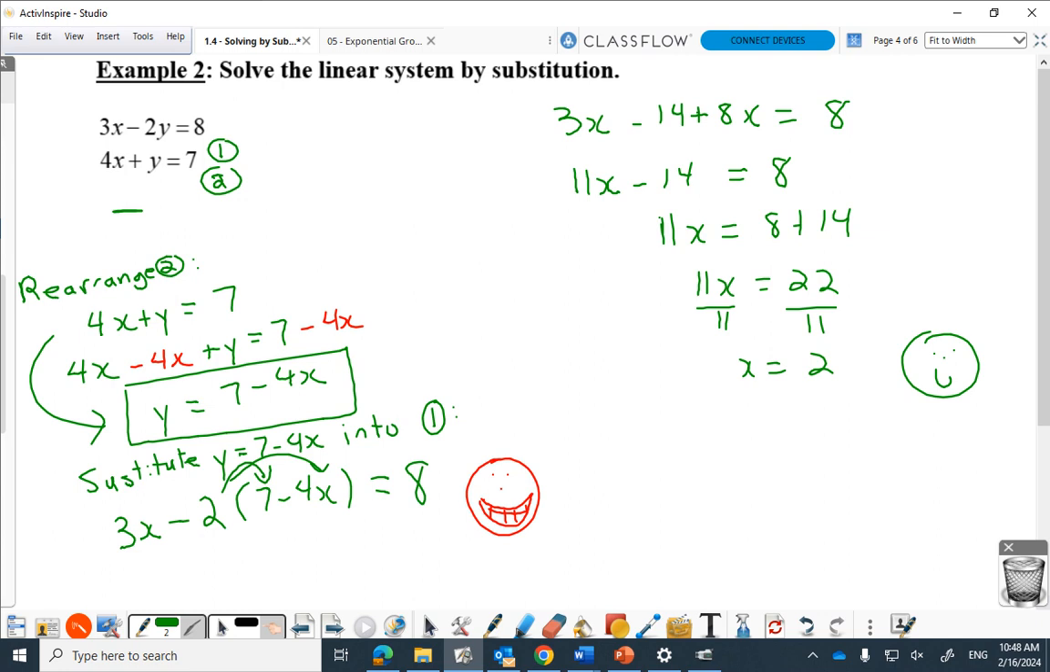So I'm going to write another awesome sentence here. Sub x equals 2. Ooh, maybe we'll have subs for dinner tonight, will we?